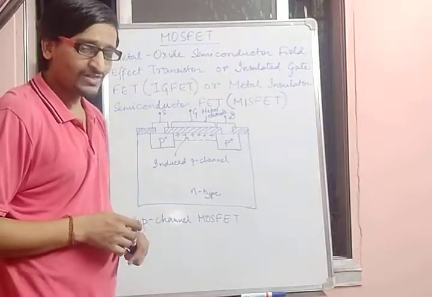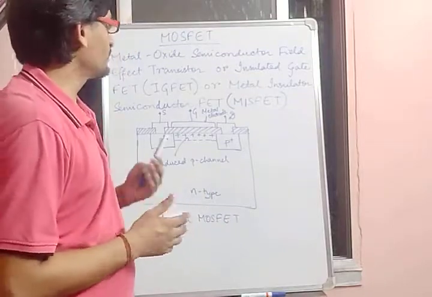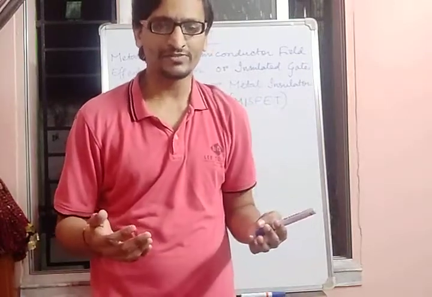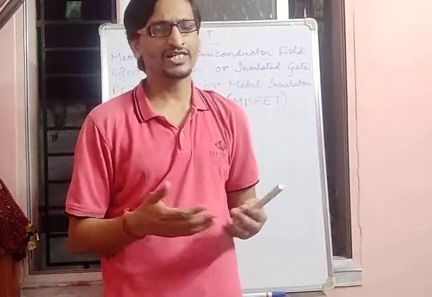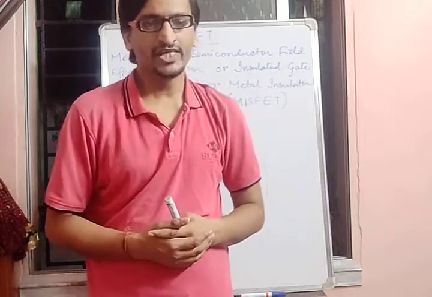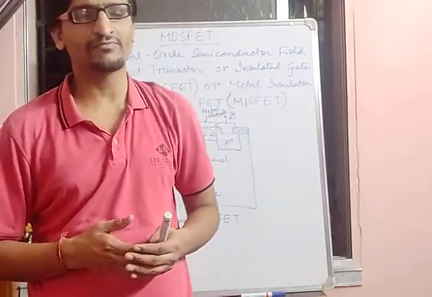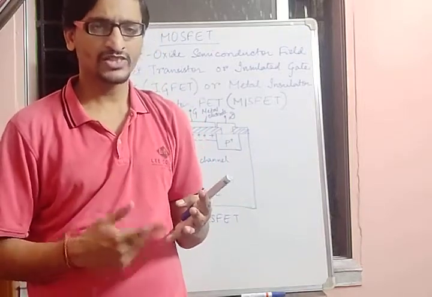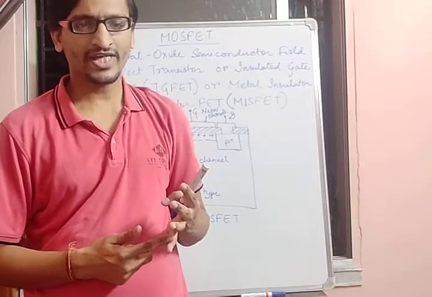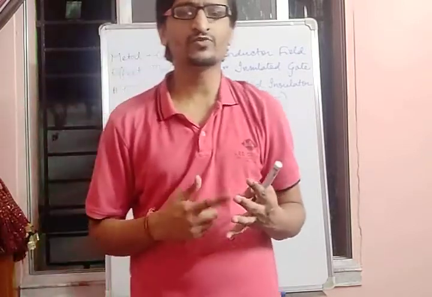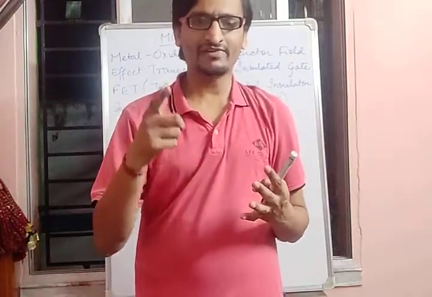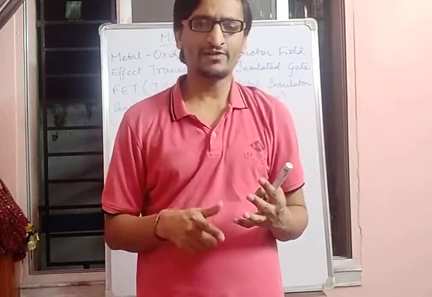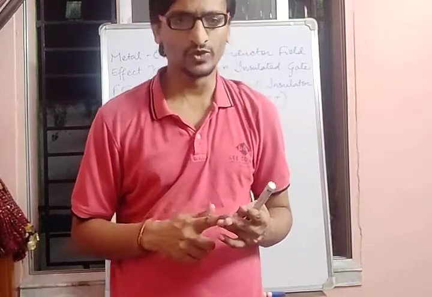So just like your JFET, your metal oxide semiconductor field effect transistor or MOSFET are also of two types. One is your N channel MOSFET, another is your P channel MOSFET. So these MOSFETs are also three terminal devices, just like your JFET. The three terminals are source, drain and gate. The source is that terminal through which carriers enter the device. For N channel MOSFET it's electrons, and for P channel MOSFET it's basically holes.